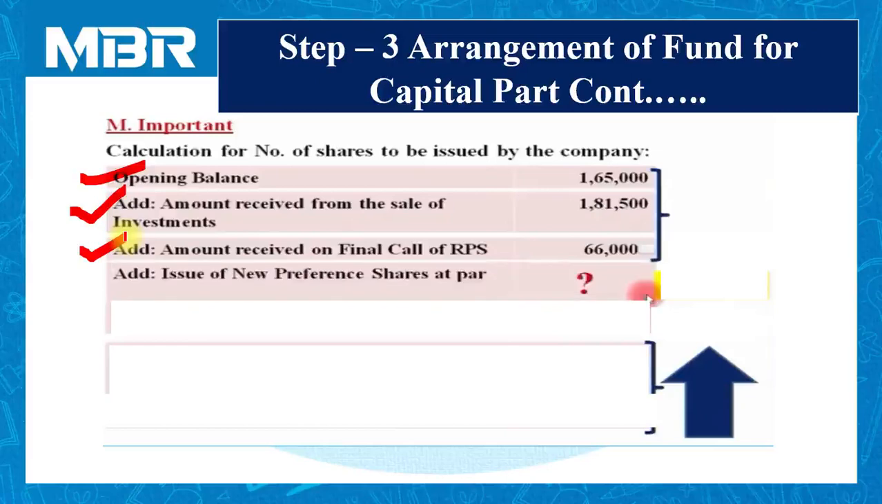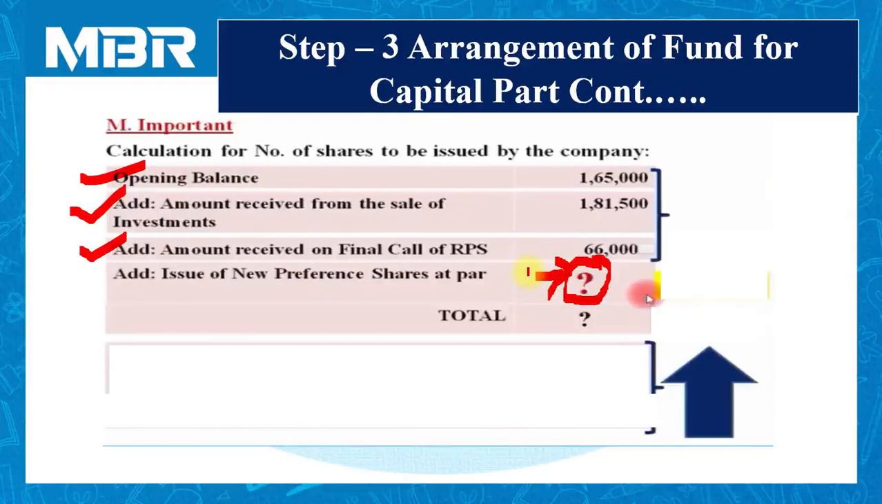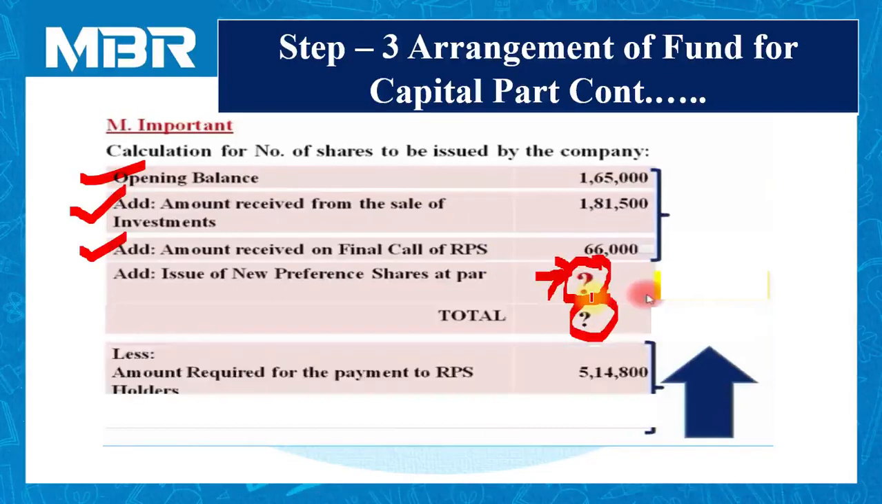We will receive something by issuing new preference shares, but the amount of receipt is not available to us right now, and we have to calculate these items properly. What is the total receipt of the company? That even we don't know, because we don't know the amount received by the company by issuing new preference shares.